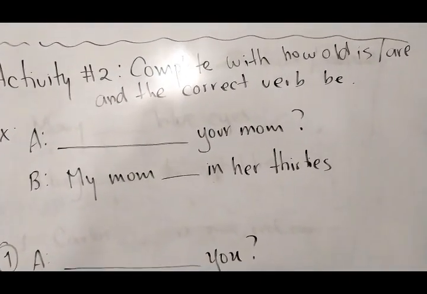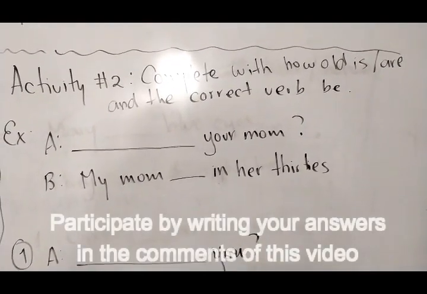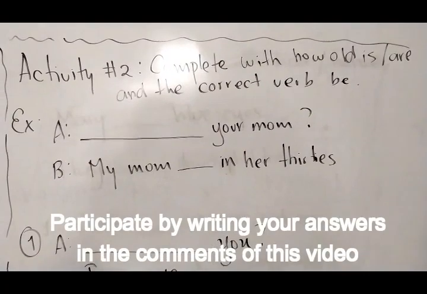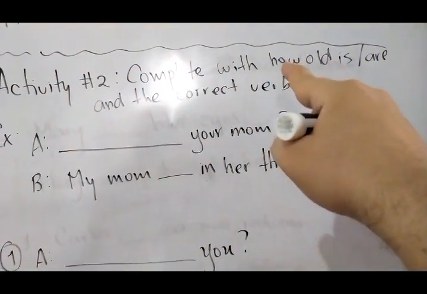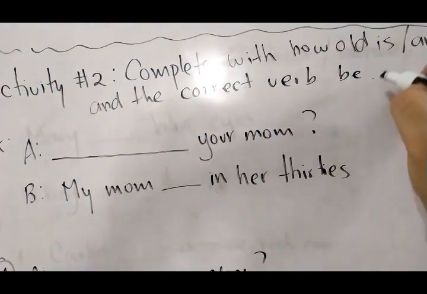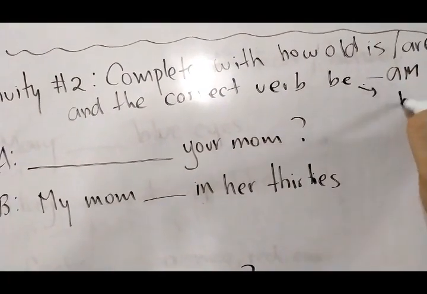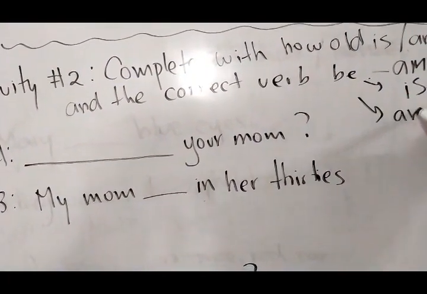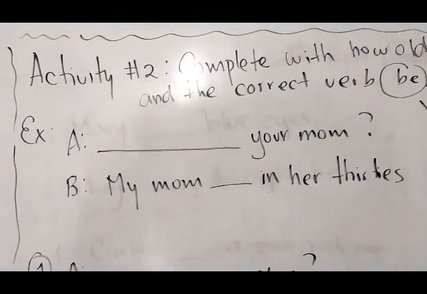Okay guys, so the second activity for this video class is we are going to have some conversations and you're going to complete them with how old is or how old are and the correct form of the verb to be. Remember, the forms of the verb to be are three: am, is, and are. So let's have an example here.